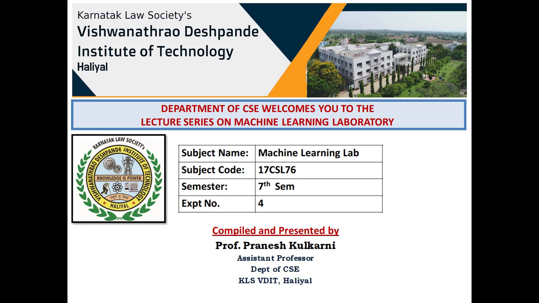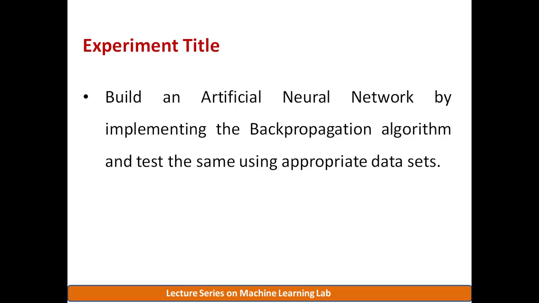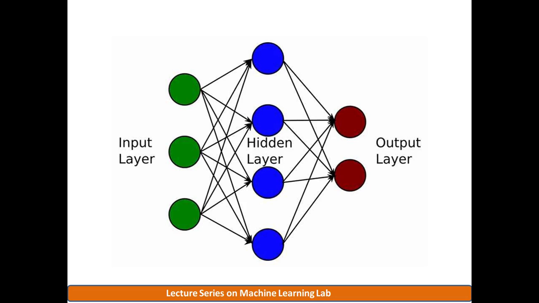Welcome to the fourth experiment in machine learning lab. The title of the experiment is to build an artificial neural network by implementing the backpropagation algorithm and test the same using appropriate data sets.